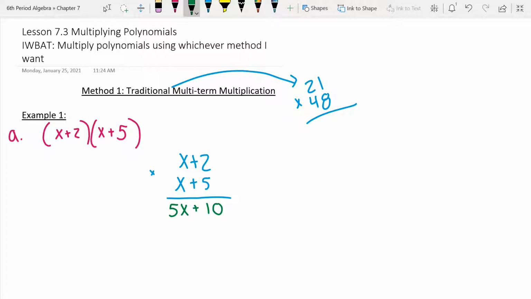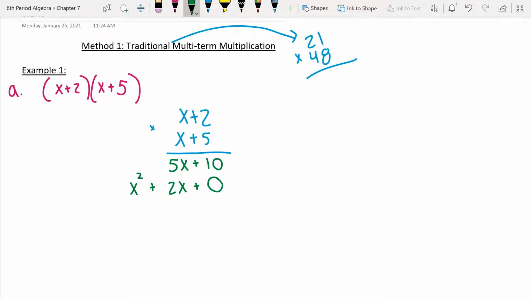Now I go to my second line, because it's like a second digit, and we would need a placeholder. And then I start with x times 2, which is 2x. And then I go straight up and I do x times x. Well, remember the rules of exponents that you learned last year. x times x is the same thing as x squared, not 2x. With this, all of our numbers were positive. I didn't have any negative numbers, so I'm going to put plus signs in between.